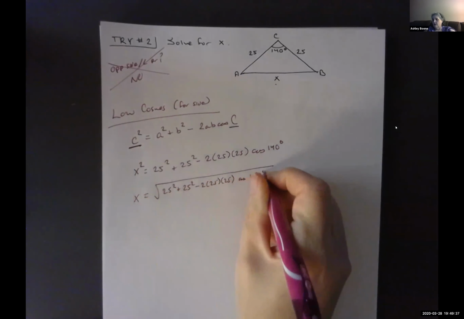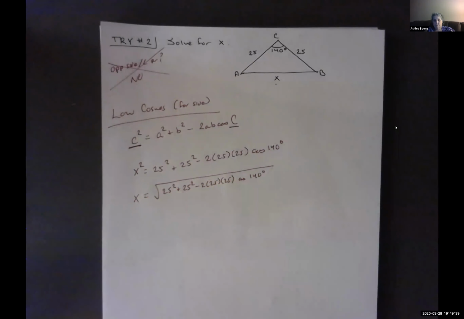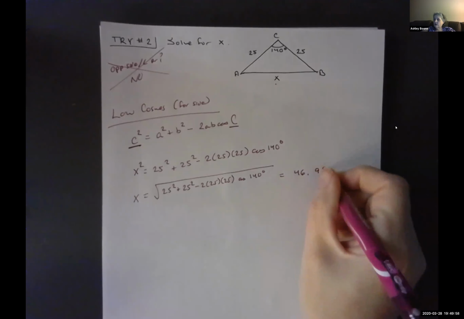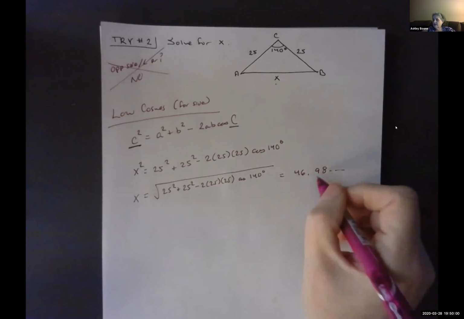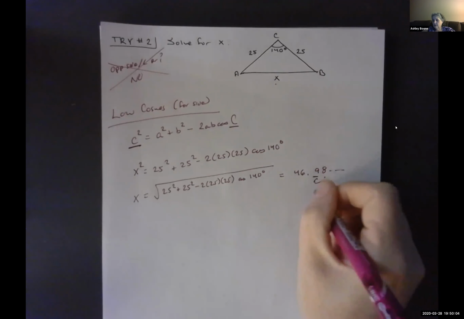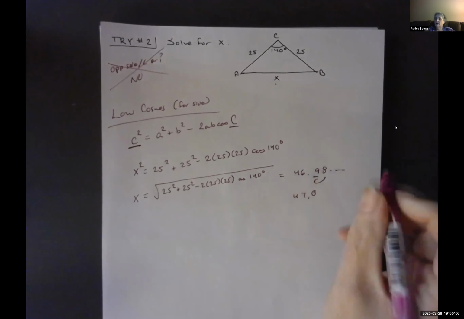Okay, so I'm going to grab my calculator and do it. I'm going to take the square root of 25 squared plus 25 squared minus 2 times 25 times 25 times the cosine of 140. And that gives me 46.98, and so on. So if I round to the tenth, the next digit's an 8, I'm going to round that up. That's going to give me 47.0.